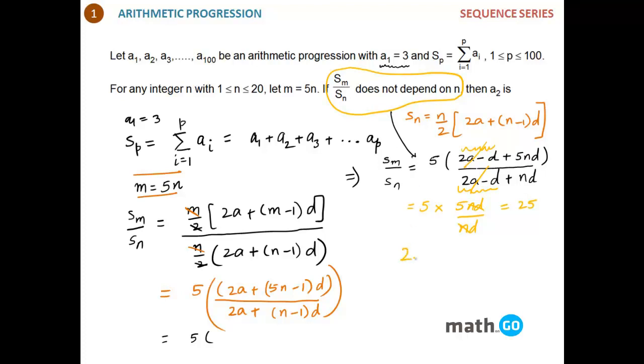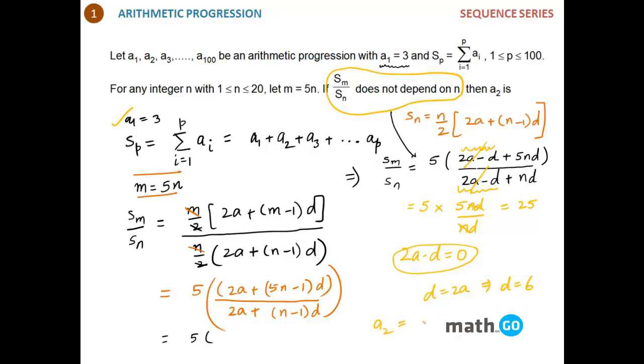So if I can use 2a minus d equal to 0, that means we will just be left with 5nd here and nd here, and the whole term then becomes independent of n. That is what is required in this particular question. So d then becomes 2a, and we know here that a is given to be 3. So this implies d is 6.